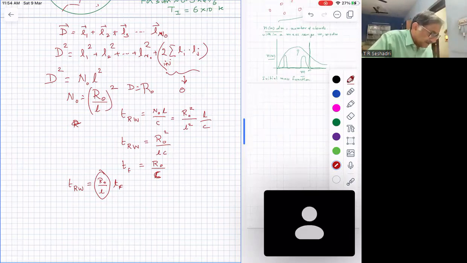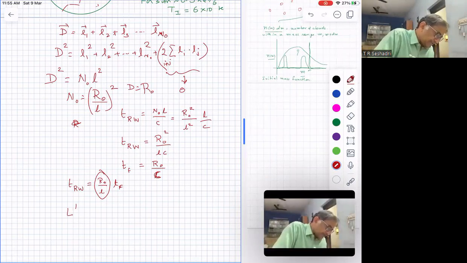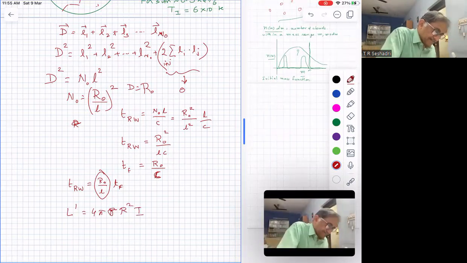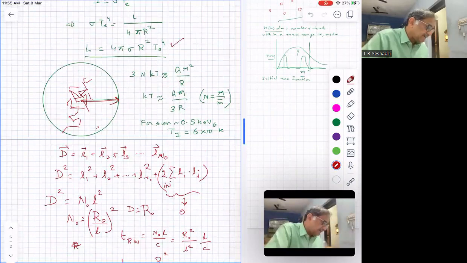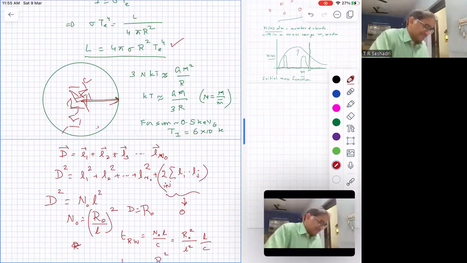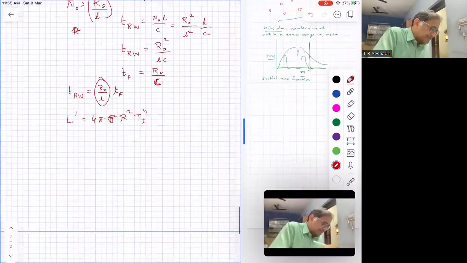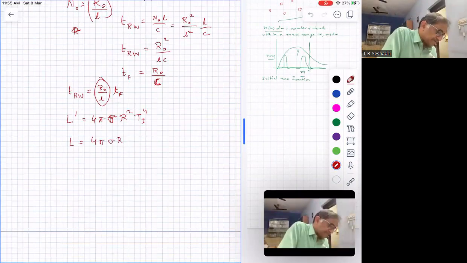Now, suppose the thing was just freely coming out from the center, then the luminosity would have been L prime, which is equal to 4 pi sigma r square T I prime to the power 4. That is the same formula as we used here, except the temperature will be the intrinsic temperature if it was straight coming out, because it has not exchanged its temperature with the surroundings. However, the actual temperature, if there is a random walk, then the luminosity will be 4 pi sigma r square TE4.